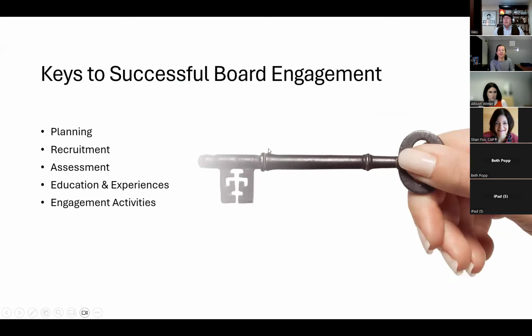We can go on. So some of the keys for building a board is going to be to start with planning. And so who do you want? What roles would they fill? And how do you get to select that individual?